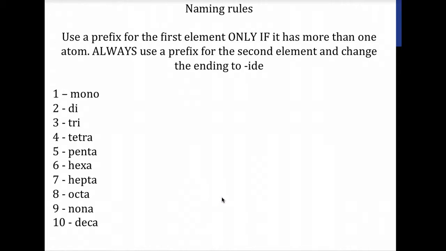All right, so let's discuss naming real quick. When you name a covalent molecule, you will use a prefix for the first element only if that element has more than one atom. And we're not going to change the name, just like in ionic bonding, we're not going to change the name of the first element. But we will use one of these 10 prefixes if there's more than one atom. Okay, so the prefixes are, for number 1, mono, 2, di, 3, tri, 4, tetra, 5, penta, 6, hexa, 7, hepta, 8, octa, 9, nona, and 10, deca. So please write those down.